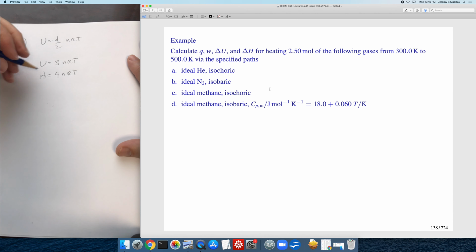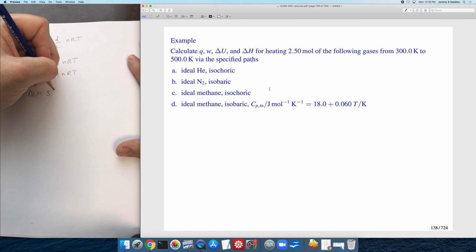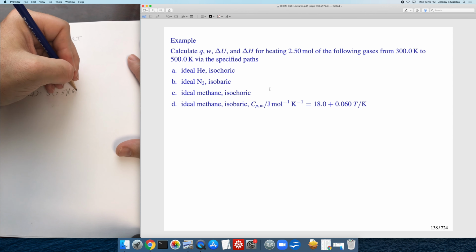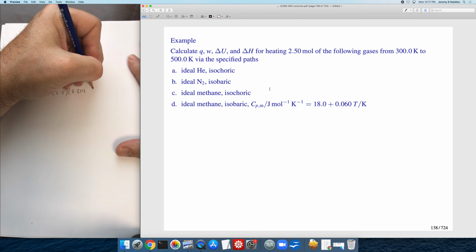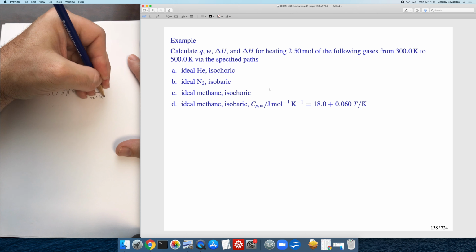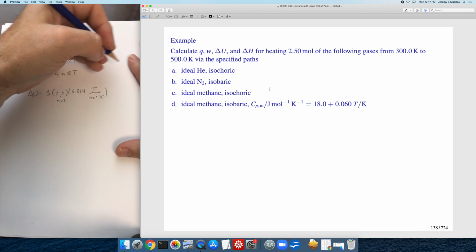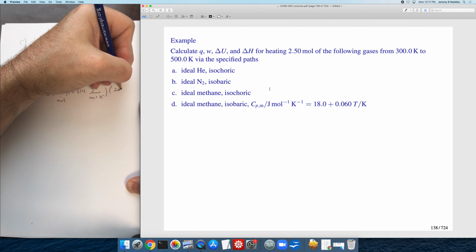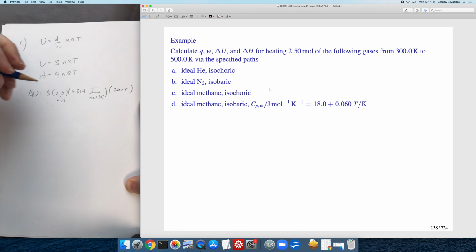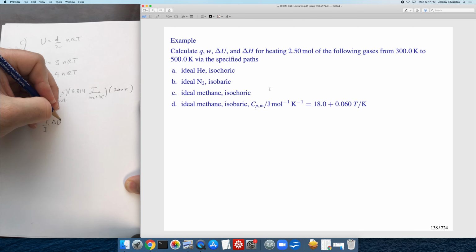So when we want to calculate delta U, it's going to be 3 times 2.5 times 8.314 joules per mole Kelvin. This has units of moles. And then the delta T is going to be 200 Kelvin. So that's going to get us our answer there. And then we'll do the same thing now. It'll be 4/3 times delta U to give us delta H.